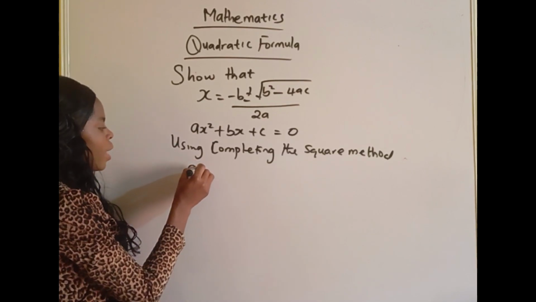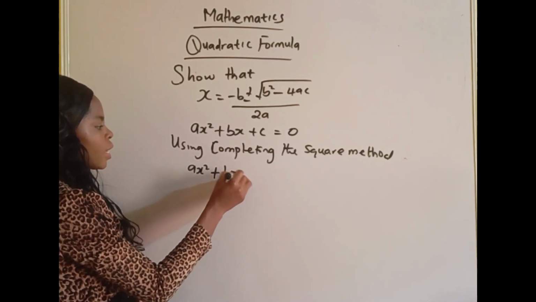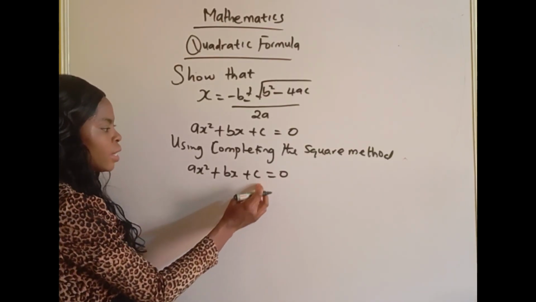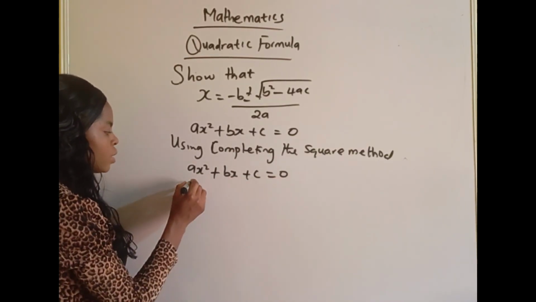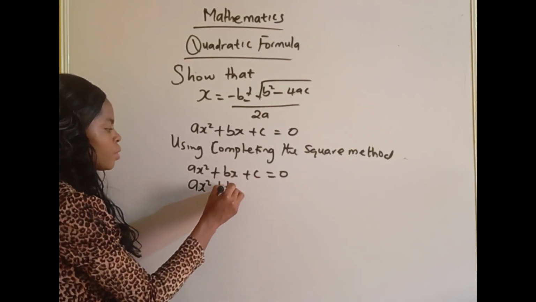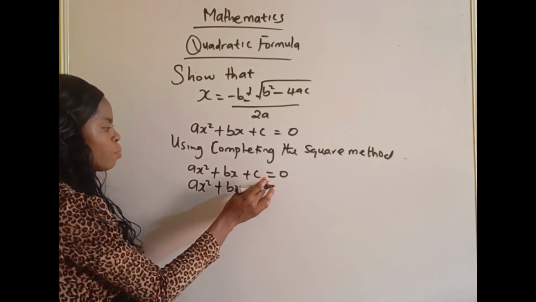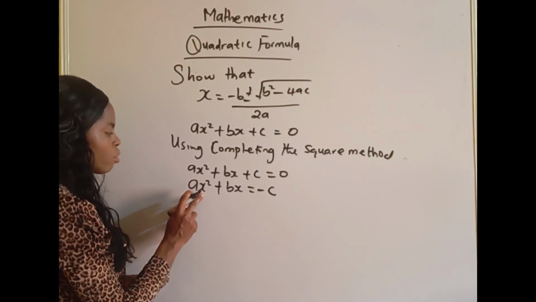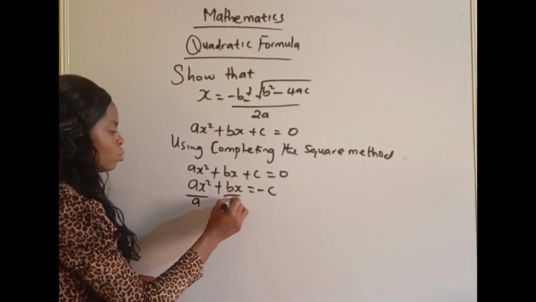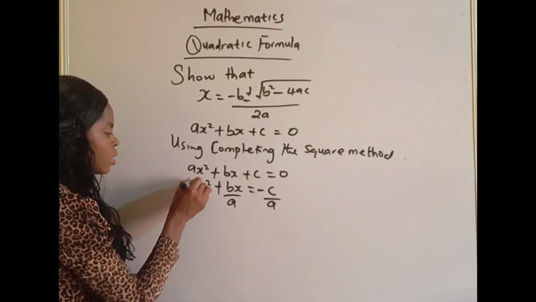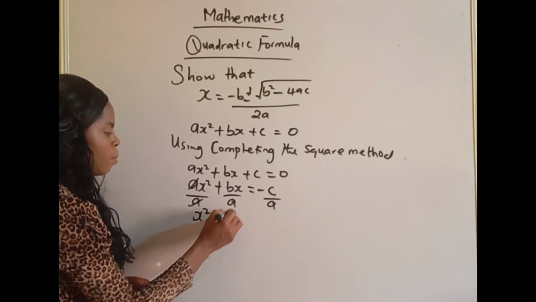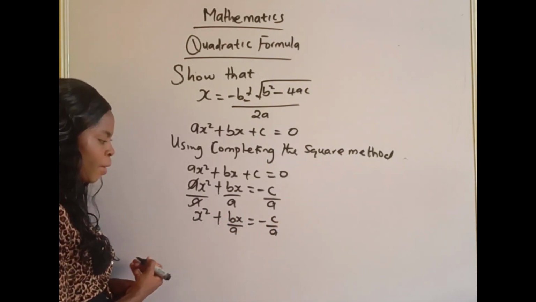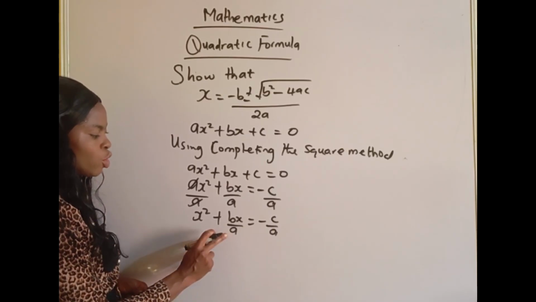Alright, so ax square plus bx plus c equal to 0. This is the first term, the second term, and the constant. Let's take the constant to the other side. ax square plus bx is equal to, remember when you move plus, it becomes what? Minus. At this point, we are going to divide through by the coefficient of x square, which is a. We are left with x square plus bx all over a equal to minus c over a.